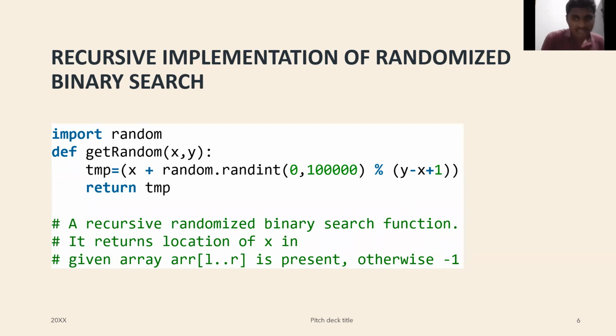First we need to import random, then declare def get random, which takes two parameters, and then I have written temp is equal to x plus random int of 0 comma 10000 modulus y minus x plus 1. After this calculation, I have written the temporary tmp.